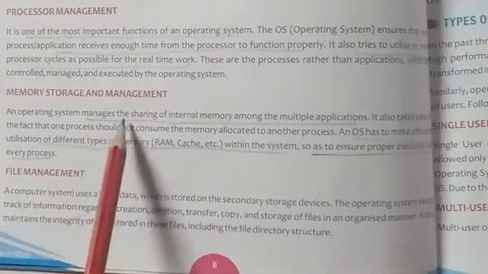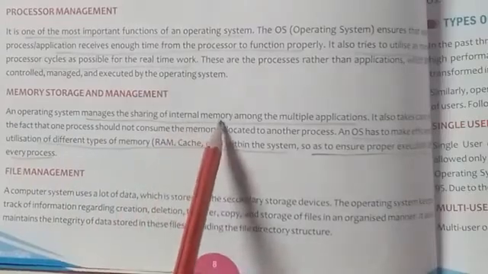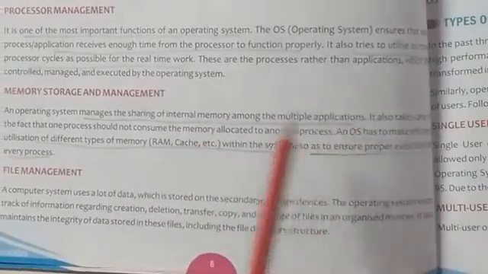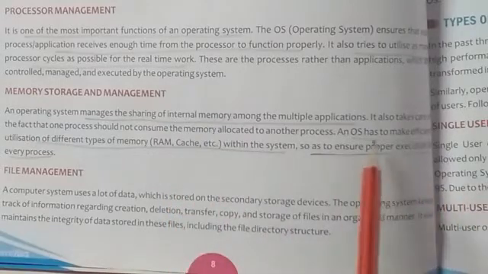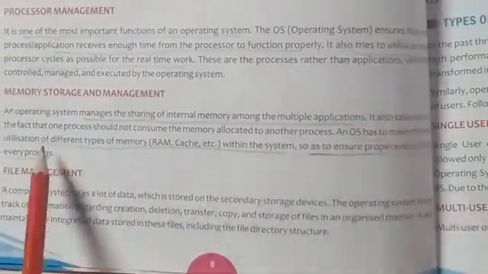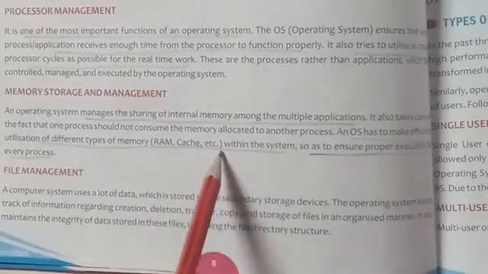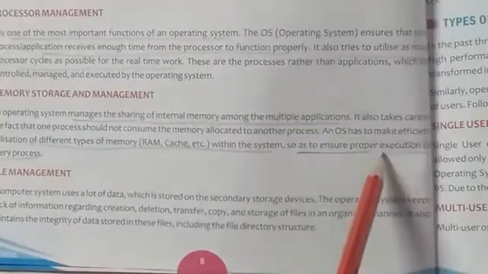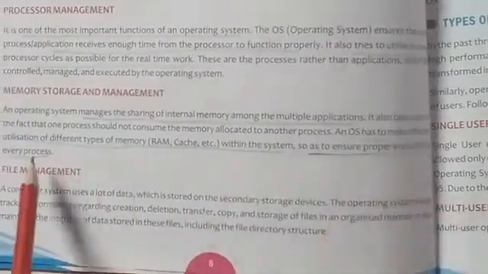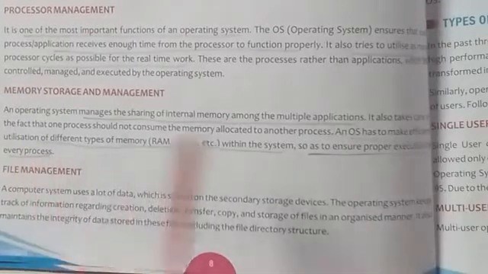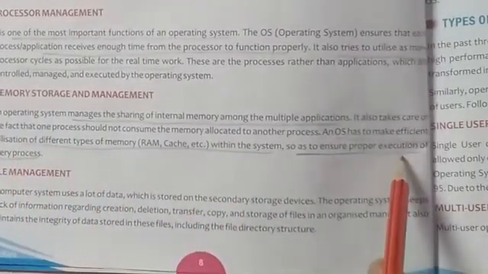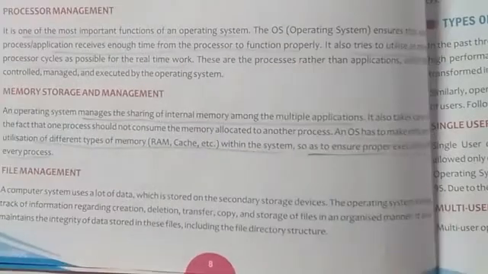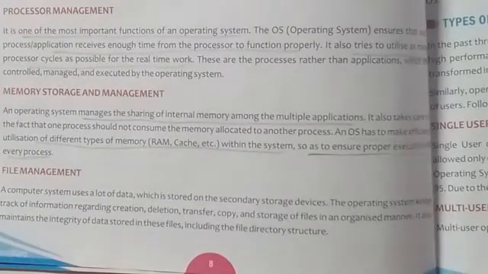An operating system also manages the sharing of internal memory among multiple applications. It will manage our internal memory like RAM and cache. An operating system has to make efficient utilization of memory like RAM and cache within the system so as to ensure proper execution of every process. It manages our memory so that each and every process gets proper memory.